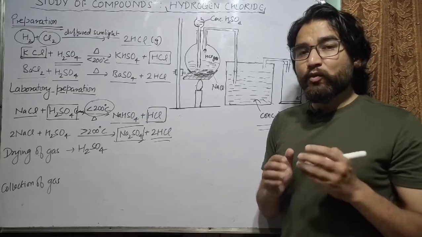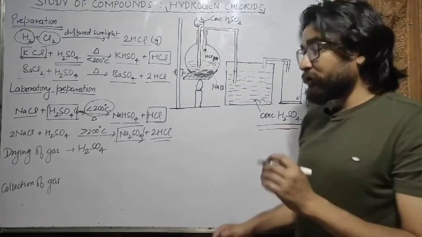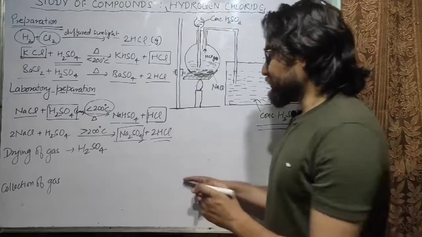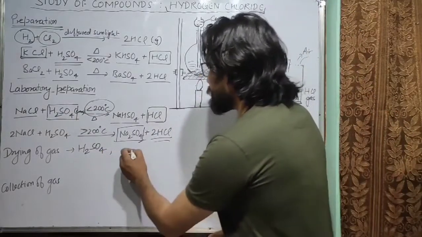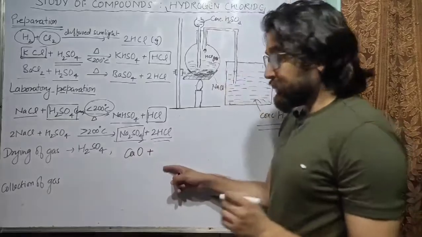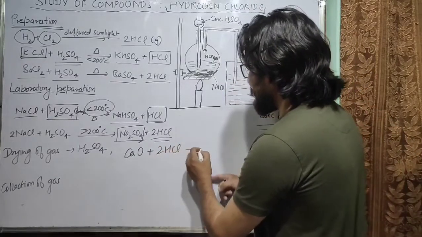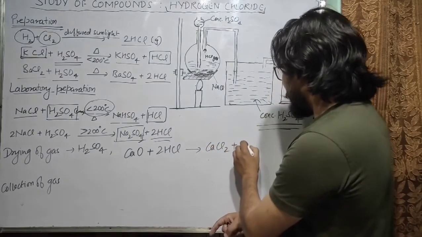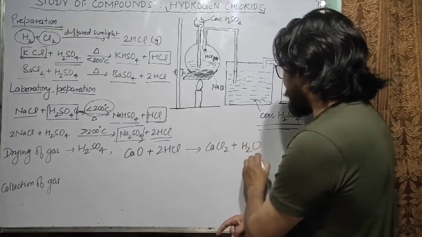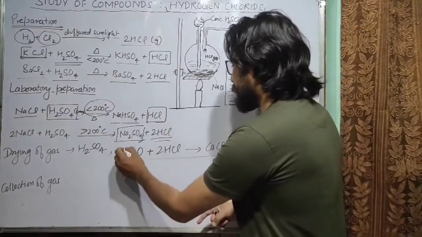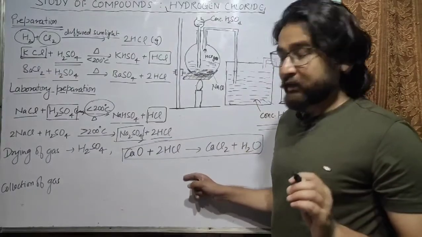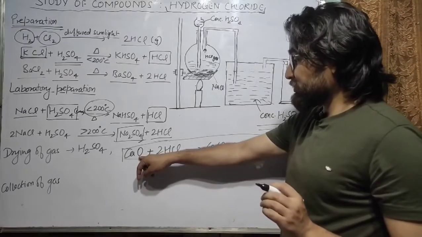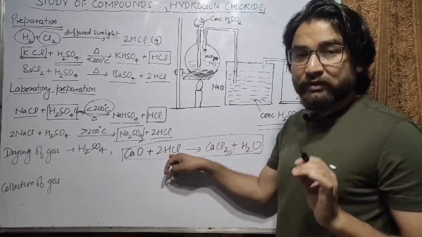One more question may be asked, why do we use H2SO4 and not other drying agents like calcium oxide or P2O5, that is phosphorus pentoxide? So if we use calcium oxide, calcium oxide will react with hydrogen chloride gas and it will result in the formation of calcium chloride and H2O. So you can see, because CaO, calcium oxide, which is a very good drying agent, will react with HCl and form calcium chloride. So we cannot use this calcium oxide because it will react with the HCl.